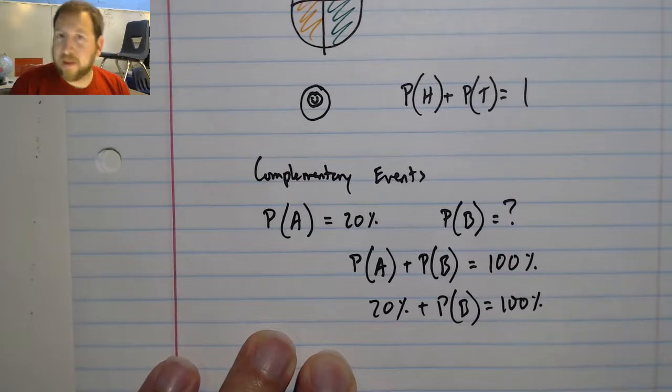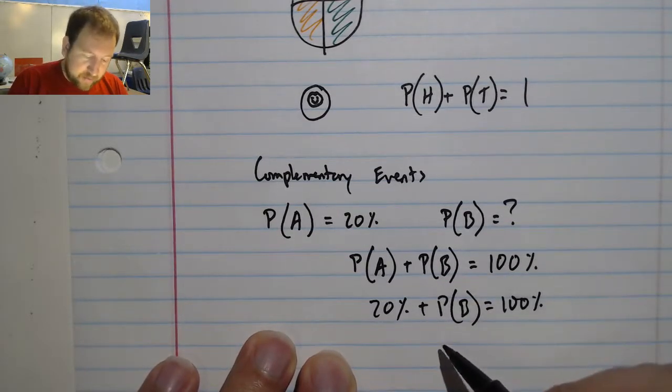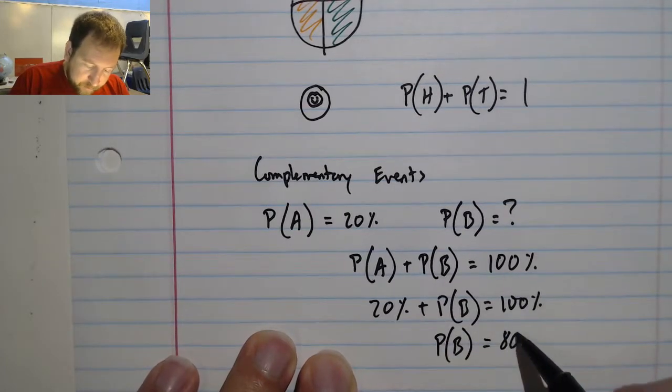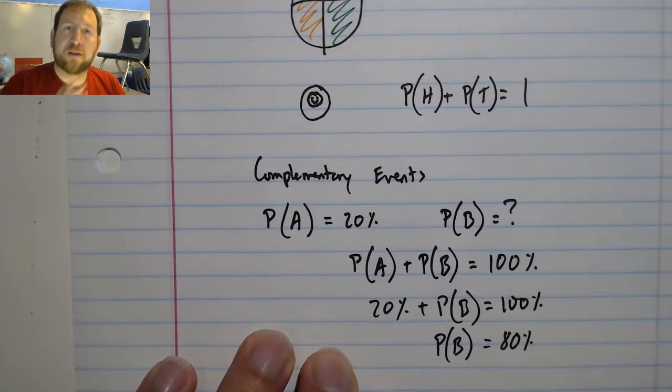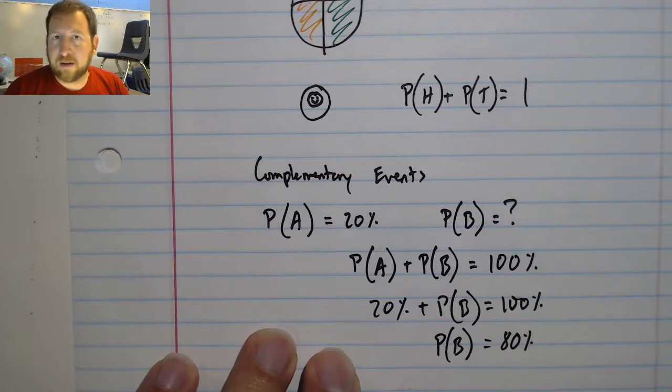I can solve this in my head pretty easily, or I can use my algebra, subtract 20% from both sides, and I can see that the probability of B will be 80%. Now, this is not very difficult to understand, but it's important for us to be able to recognize this and then use it for later use when we're building and working with probability.